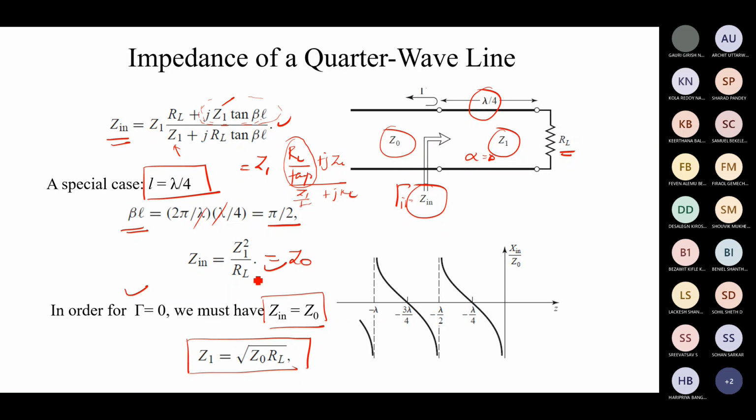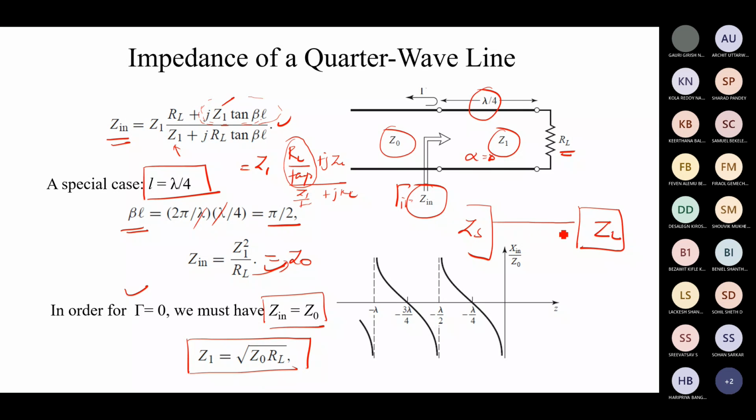How to do this? This RL you bring to this side, the square becomes a root on this side. So you will get this. What is the meaning of that? I have a load with ZL and I have a source, let's say with ZS. I have to match these two. So how to match it?